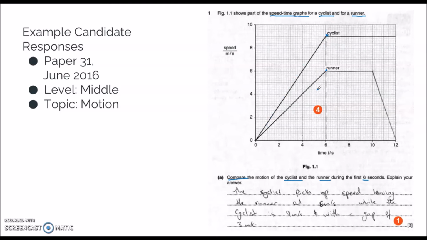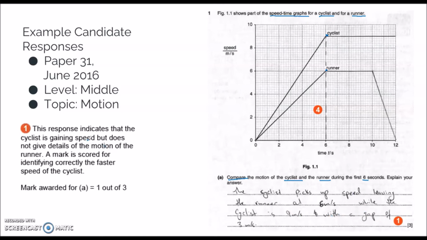So what should we see? Before that, let us see the student's response. The student says, the cyclist picks up speed, leaving the runner at 6 meter per second, while the cyclist is 9 meter per second with a gap of 3 meter per second. Let us see the examiner's comment on it. This response indicates that the cyclist is gaining speed, but does not give details of the motion of the runner. A mark is scored for identifying correctly the faster speed of the cyclist. So the mark is 1 out of 3.